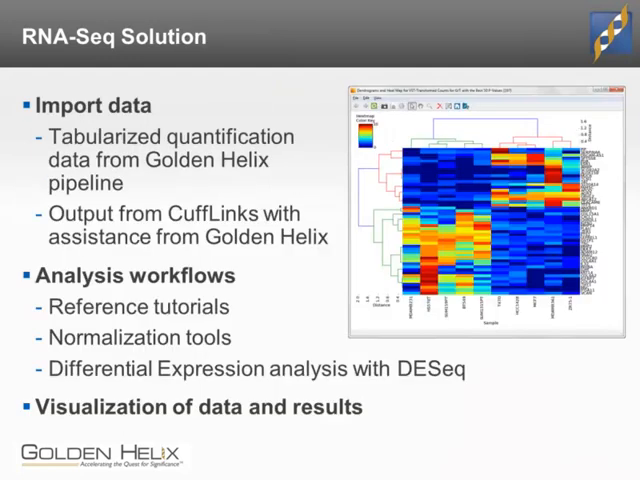The SVS RNA-Seq solution starts by importing tabularized quantification data from the Golden Helix pipeline or other pipelines formatted using the Golden Helix tabularized quantification specifications. One of the most common questions that we have is about how the data should be formatted to be imported into SVS. I will show you how the data needs to be formatted. Once the text file is generated, it can be imported directly using the RNA-Seq Tabularized Quantification tool. Golden Helix can also support output from TopHat Cufflinks. Please contact support@goldenhelix.com for assistance with this data.